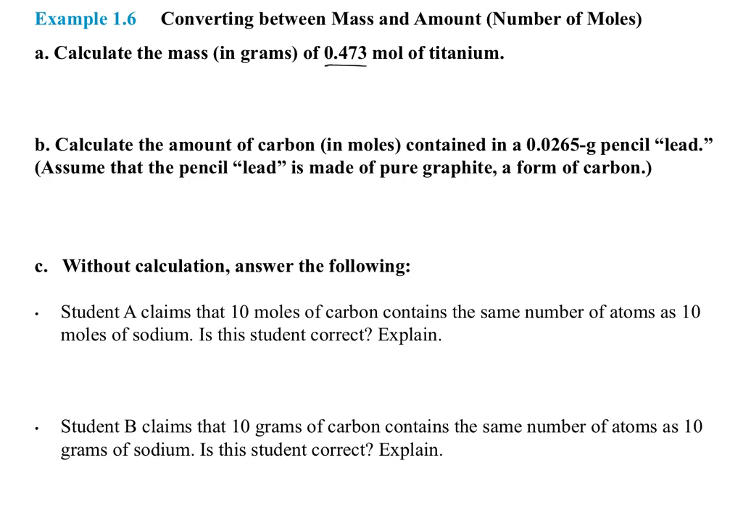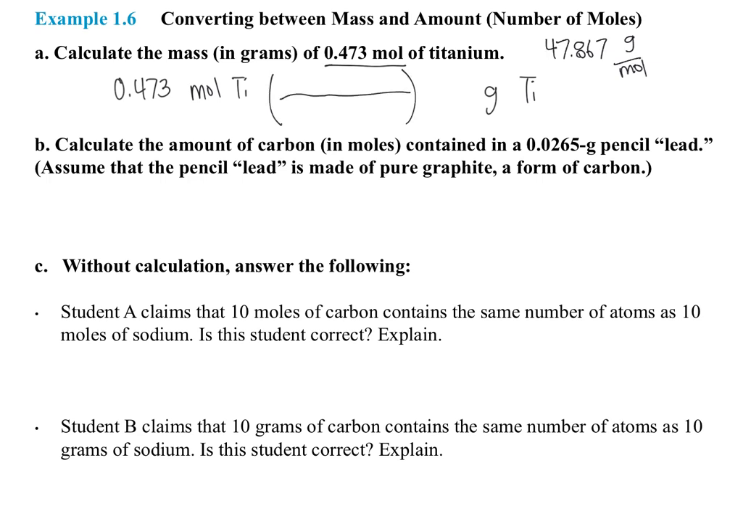So we're going to start with the number that we have, 0.473 moles, and I want to get to grams of titanium. So I can look on my periodic table and see that the molar mass of titanium is 47.867, and that's grams per mole. So I want to get rid of moles, so I'm going to put moles on the bottom, gram up top. Now, just like with Avogadro's number, the number in front of moles is going to be 1.